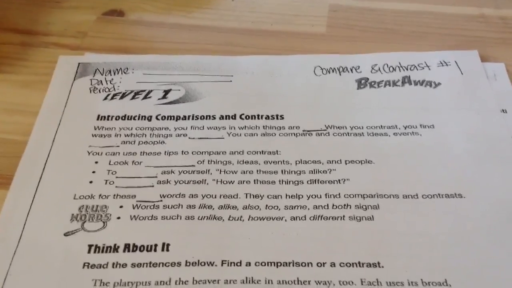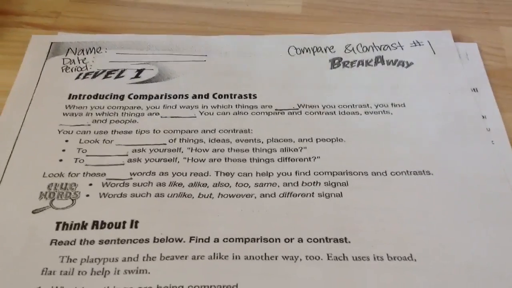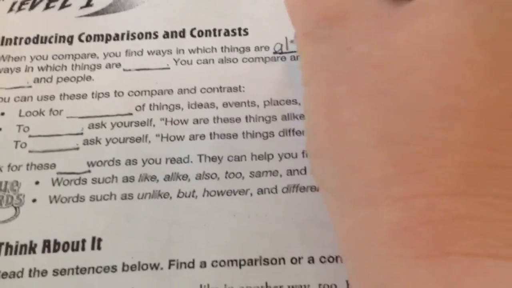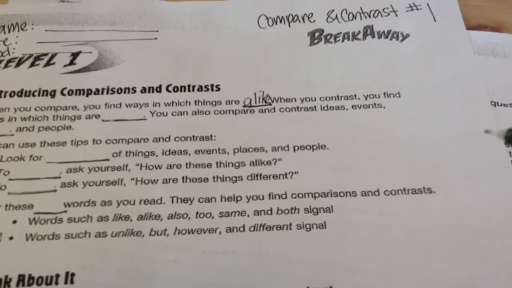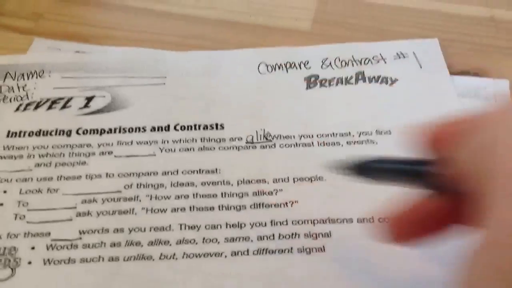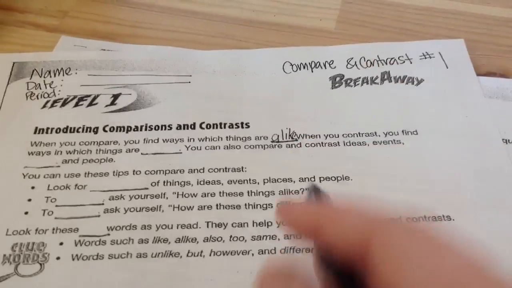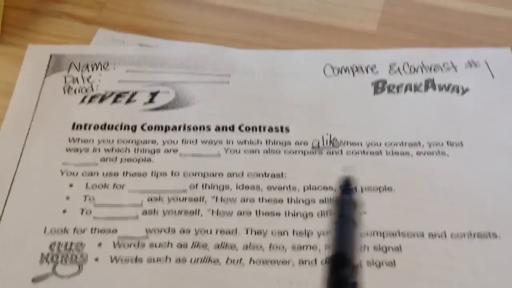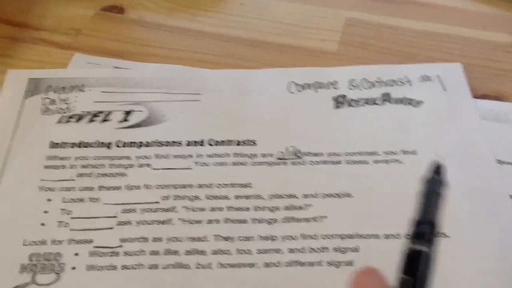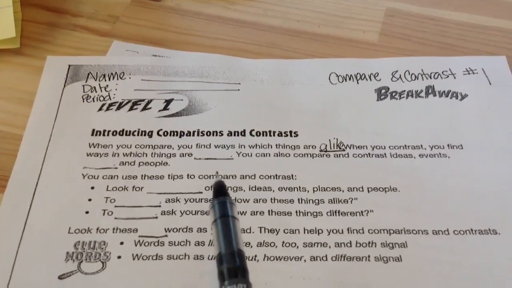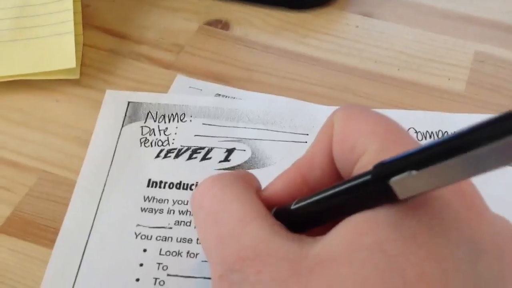When you compare, you find ways in which things are alike. Let's go ahead and write in "alike." I'm going to try to write a little bit bigger because I know some of you haven't been able to see what I've been writing. So hopefully you'll be able to see this a little bit better. When you compare, you find ways in which things are alike. When you contrast, you find ways in which things are different.